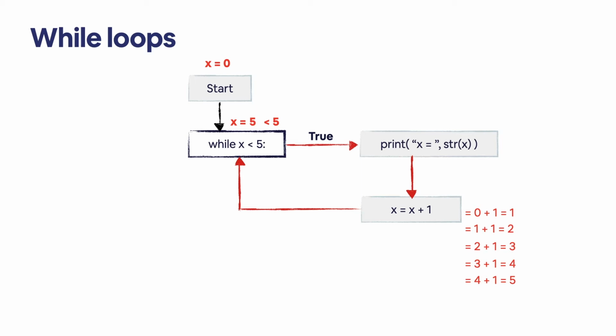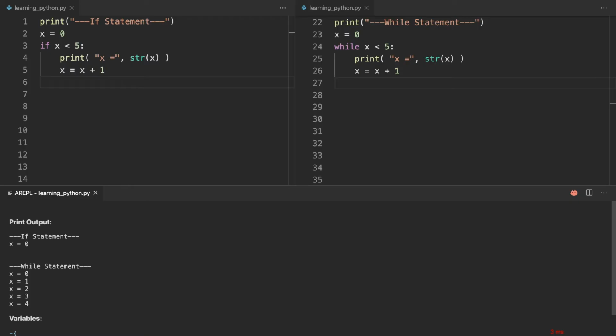Only until the condition is not true anymore. In this example, the condition is false when x is no longer smaller than 5. So when x is equal to 5, the condition is false, and the loop exits. So we end up with 5 lines of the x value, incremented by 1. And the final value that was printed is 4. The reason is because when x was equal to 5, the program exited.